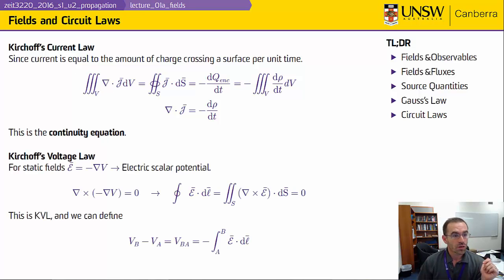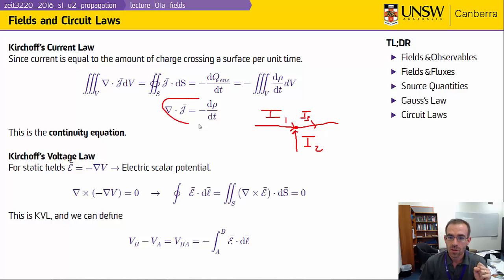Kirchhoff's current law tells us that if I have a circuit and I have current flowing into a node, and this is I1, this is I2, and this is I3, the sum of I1 and I2 must be equal to I3. That is a macroscopic statement of the equation of continuity.